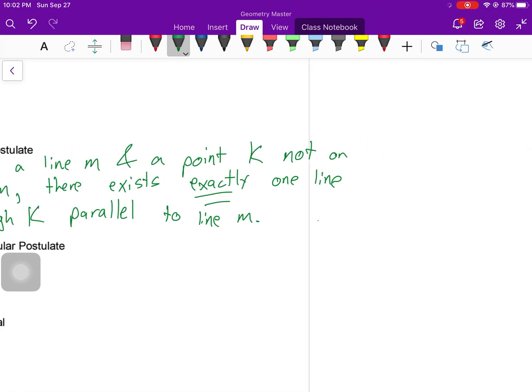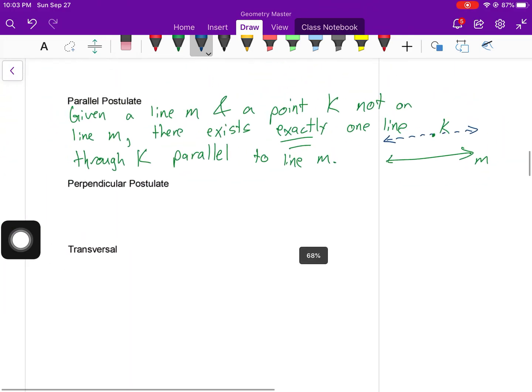So if we draw a quick picture, that might be a little bit easier to see what's going on. There's line M, right? Point K is right there. There's only one possible way I can go through K and still have that same slope as line M. Okay, there's an infinite number of ways I could draw a line through K, but those would all not be parallel to M except for that one.